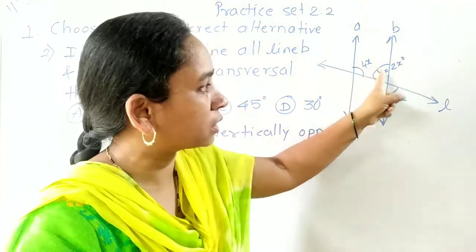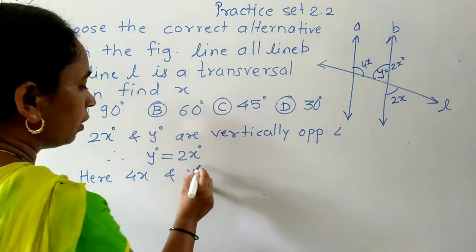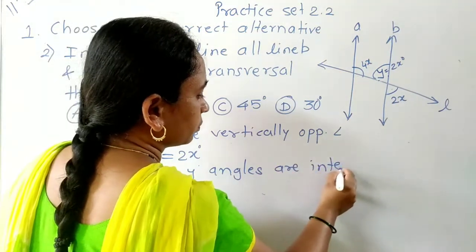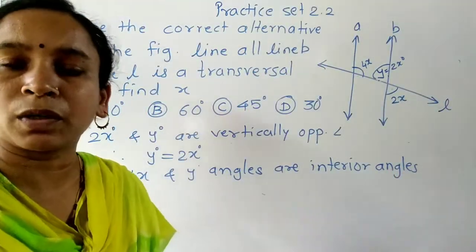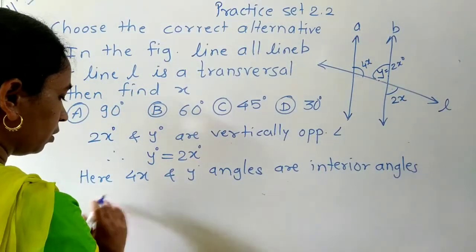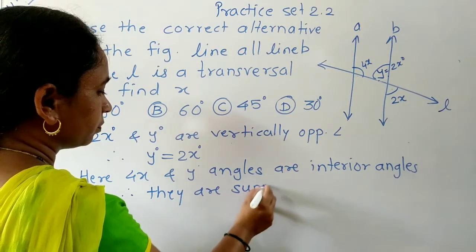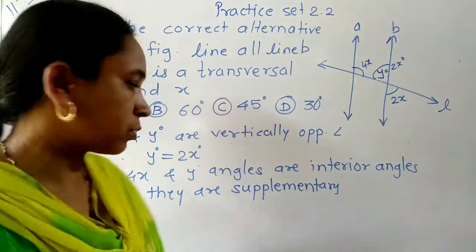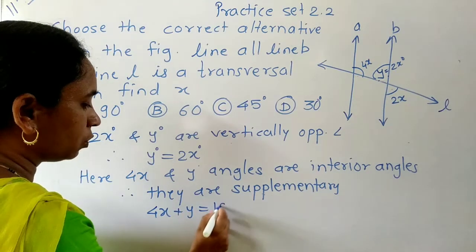Now what is the relation of 4x and y? 4x and y angles are a pair of interior angles. So what is the property of interior angles? Interior angles are supplementary. Therefore, they are supplementary. If they are supplementary, their addition must be 180 degrees. Whose addition? 4x and y. So 4x plus y is equal to 180 degrees.